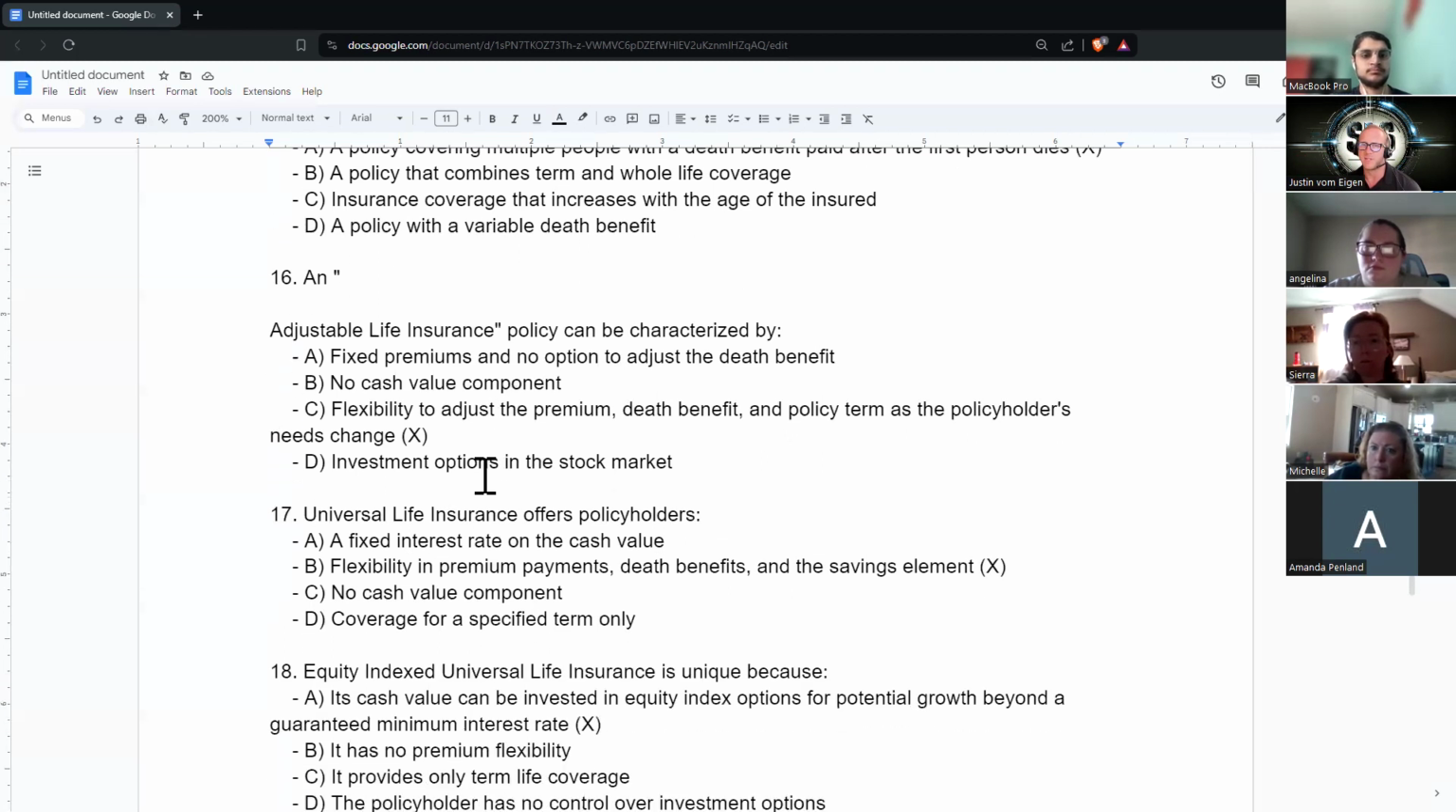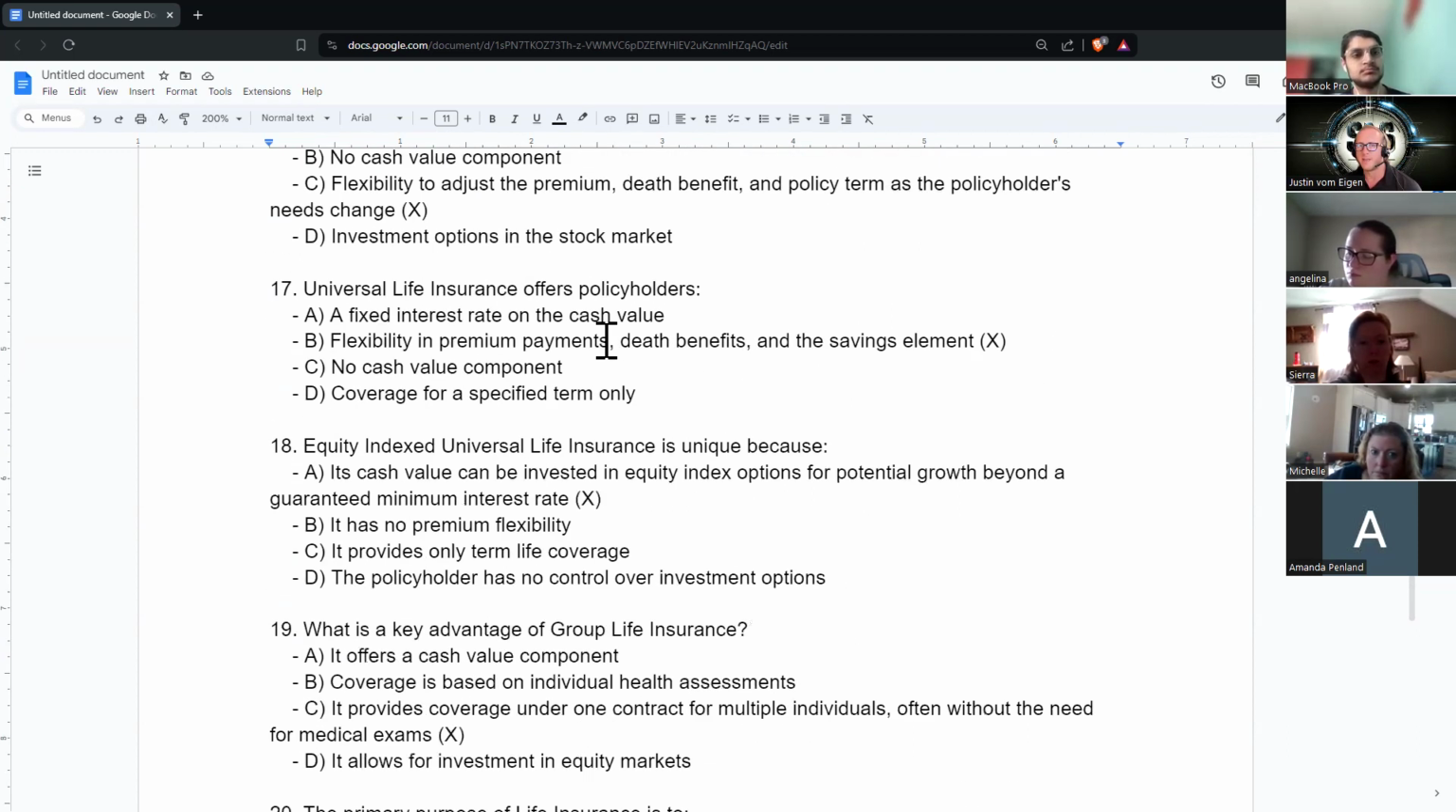An adjustable life insurance policy can be characterized, well, it's pretty self-explanatory, flexibility to adjust the premium, death benefit, and policy term. Universal life insurance offers the policyholders a fixed interest rate on the cash value, flexibility in premium payments, death benefits, and the savings element. So universal life has flexible premiums, they can have a flexible death benefit, and the savings element.